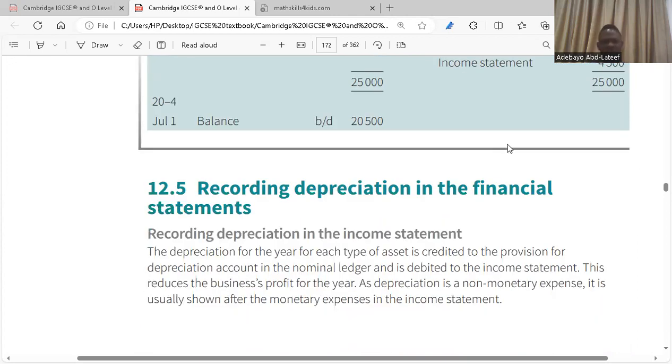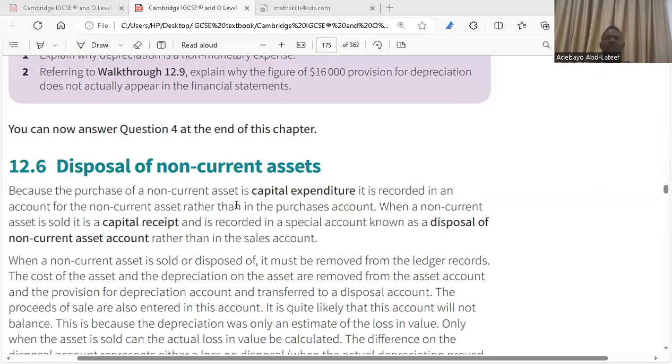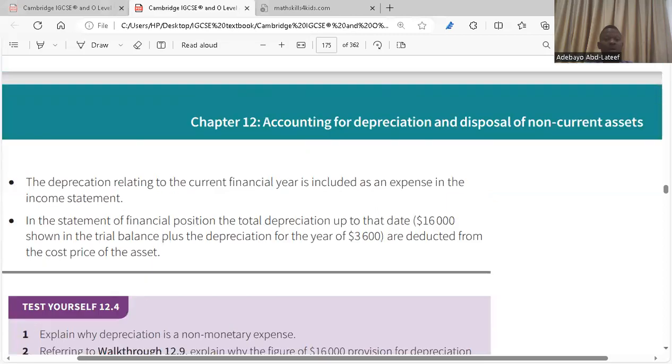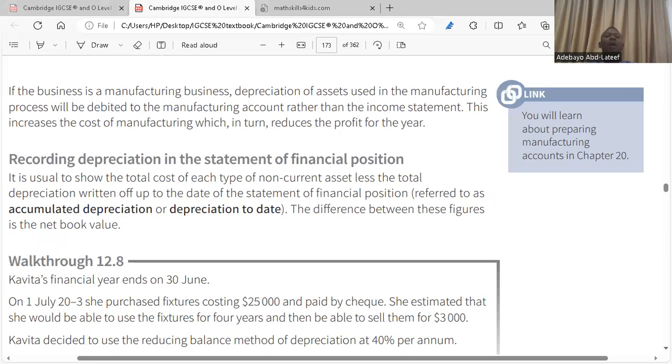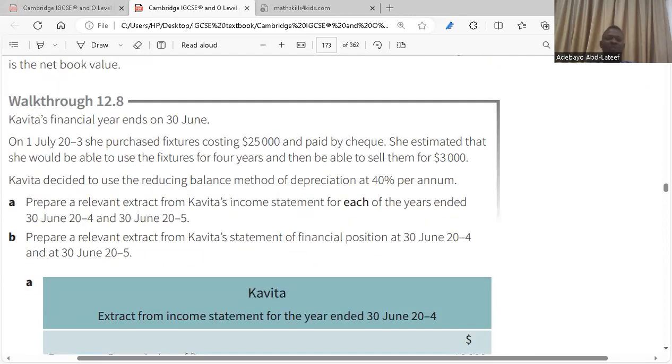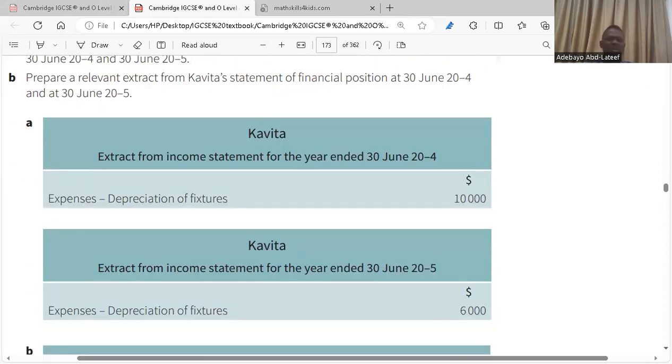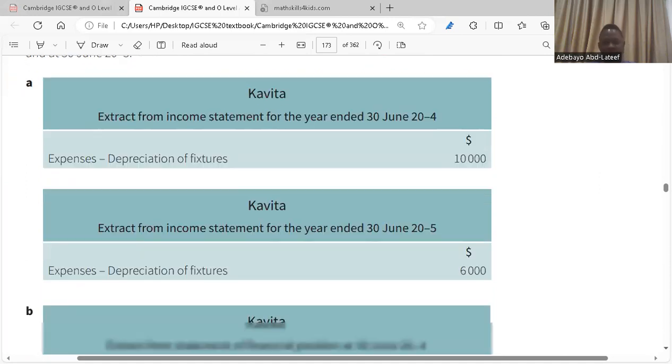So here we stop in accounting. We're not at disposal of non-current assets yet. We're at recording depreciation in the financial statements, recording depreciation for the statement of financial position. I explained it already. In your statement of financial position, the depreciation of fixtures is that amount. The expense is the amount provided for depreciation. That is just it.